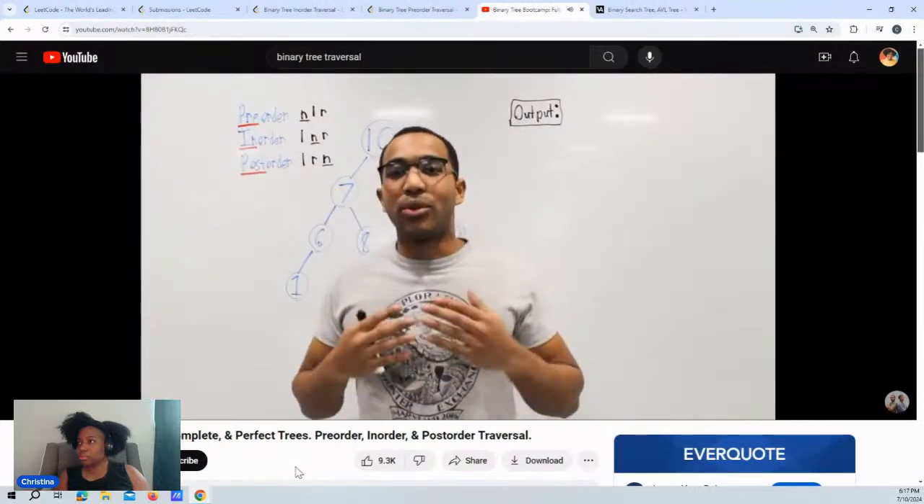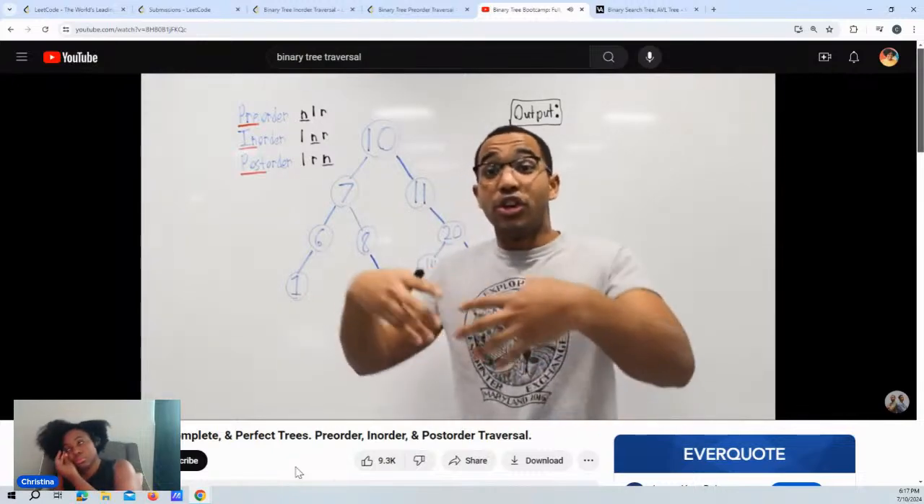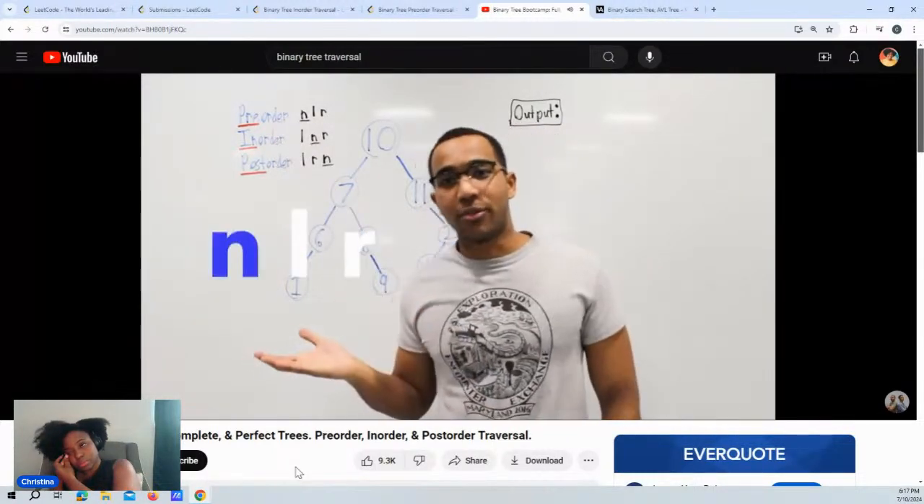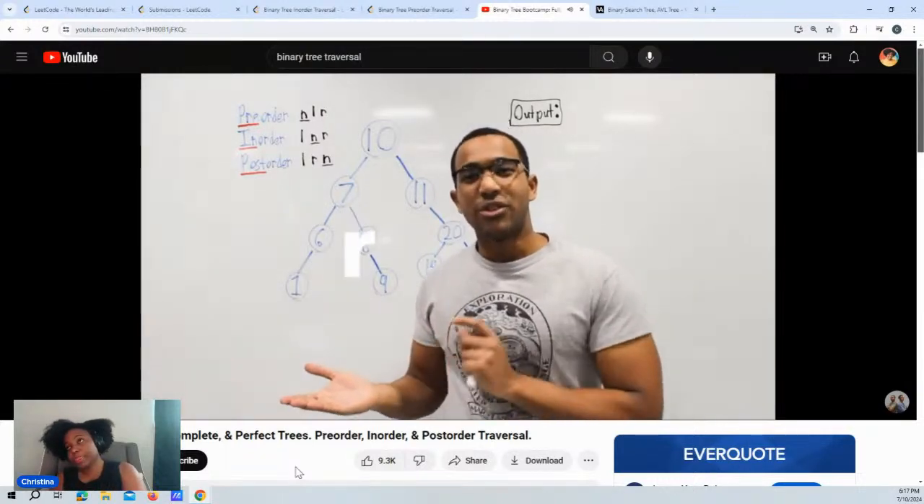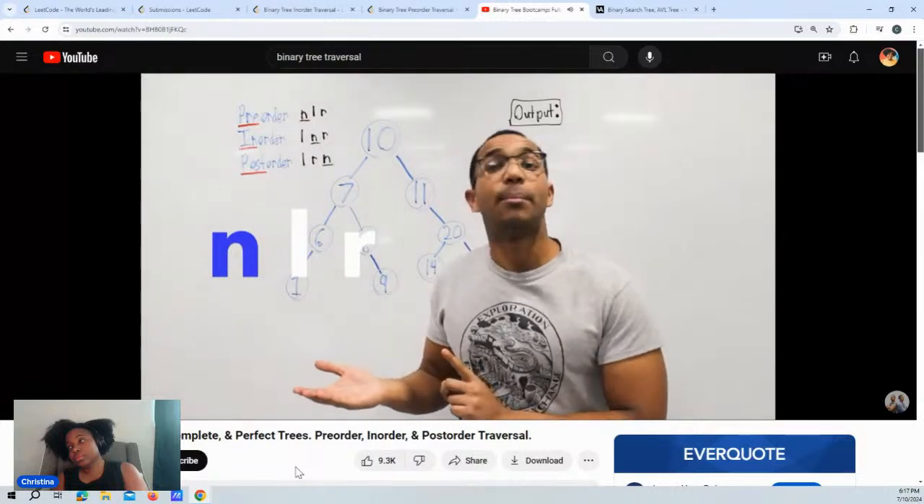That prefix, the prefix to the name of the traversal, tells us when we visit the node we're sitting at. So in a pre-order traversal, we visit the node, we visit the left subtree, we visit the right subtree. Do you see how it's called pre-order? Do you see how the node is the first visited? It's pre, before the left and right.